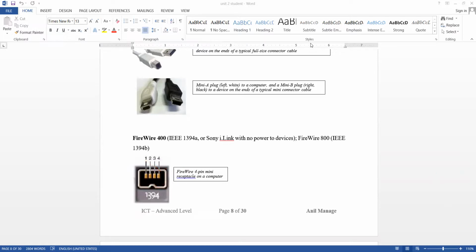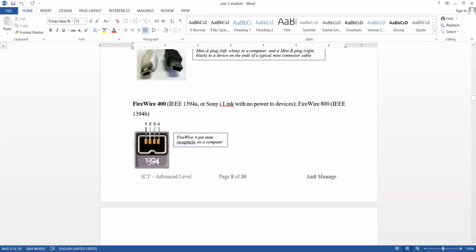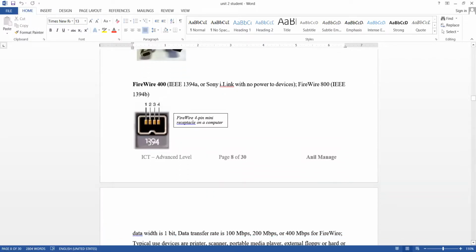This Firewire is also like the USB one, but it is different. The devices that we are using normally don't have it, but there are some devices using Firewire, and it is difficult to find this Firewire port in each and every computer. Only if it is available can you plug in whatever device uses the Firewire port.